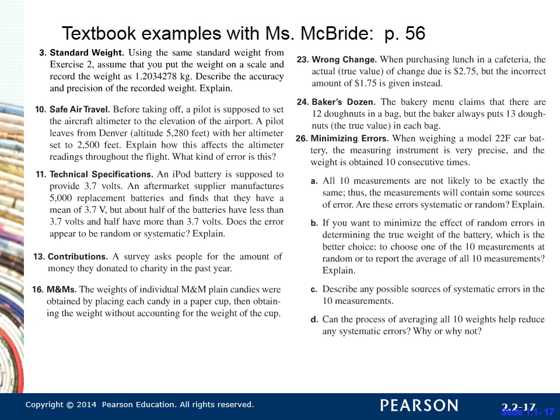All right, so contributions. A survey asked people for the amount of money they donated to charity in the past year. Now it doesn't seem like there would be too much error here, but actually there are a few we could think of. A random error could occur because when people make estimates, they don't recall exactly how much. You've done that before. You don't remember exactly, you're like, well, it was about this. So that would be a random error. It's going to be off for all the different people. Some might be a little high, some might be a little low.